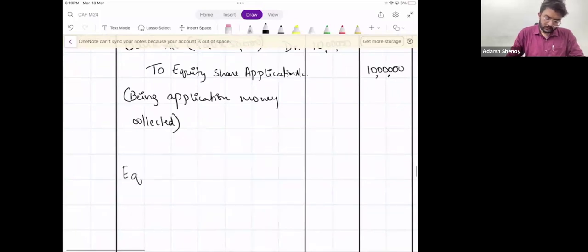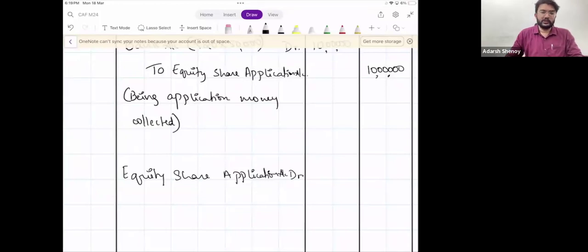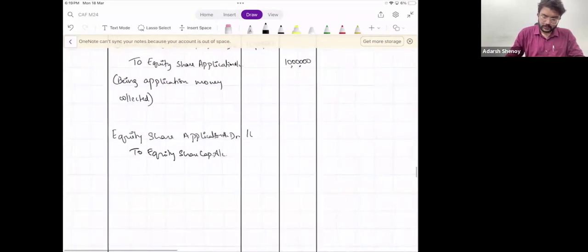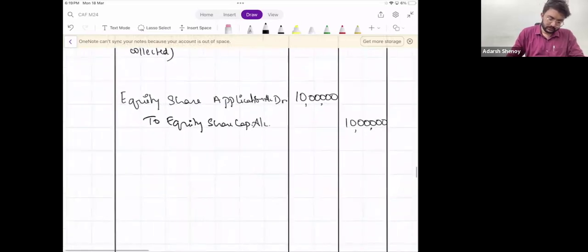Next is to transfer this money to the capital. I'm not writing the dates, although I can, because the dates have been given in the question, but I've said ignore the date column. Through equity share capital: everything is towards face value, so everything will be transferred to the capital account. 10 lakhs, being application money transferred to capital.